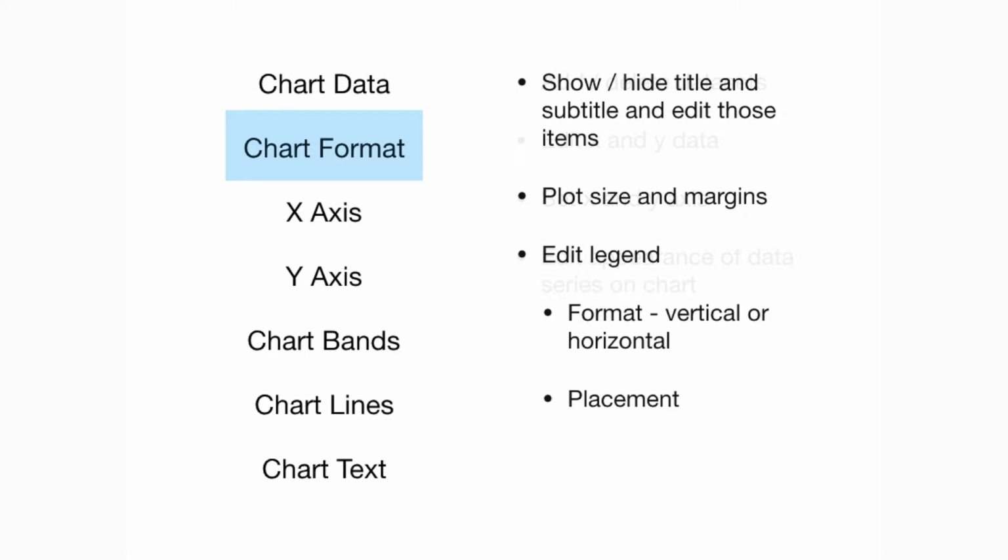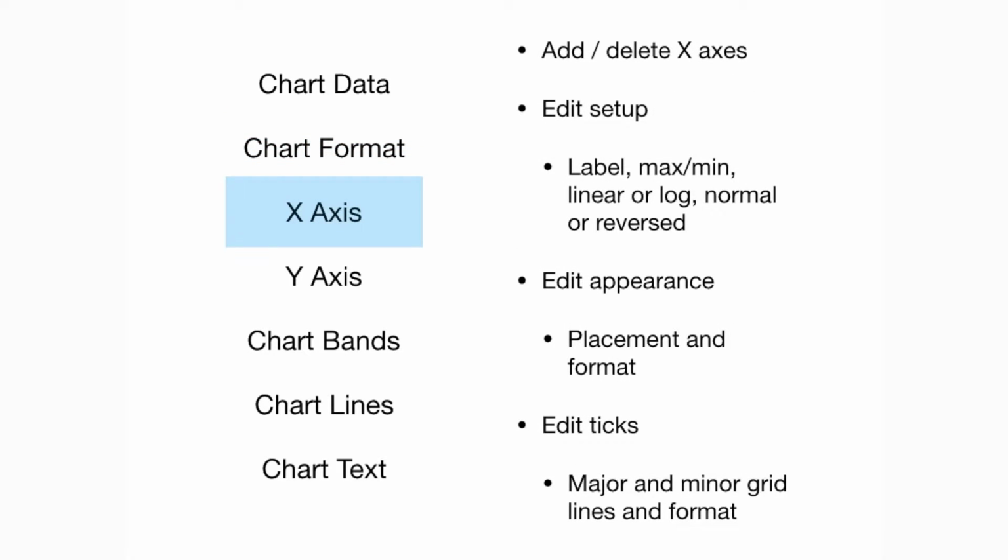The format lets you hide and show the title and subtitle, as well as edit them, change the size and margins of the plot, and edit the legend. The X and Y axes will let you add and delete axes of those types. You can edit their setup, be this linear or logarithmic, their placement, their appearance, as well as the major and minor tick marks for each axis.